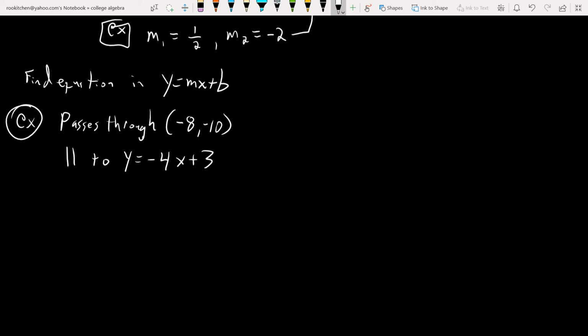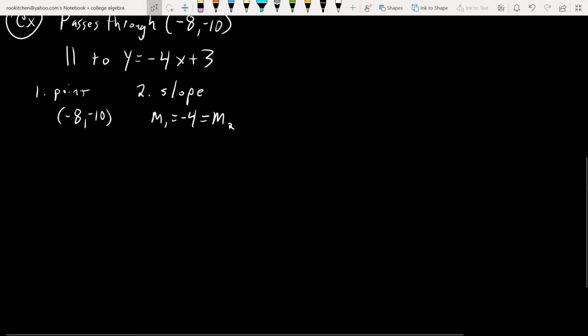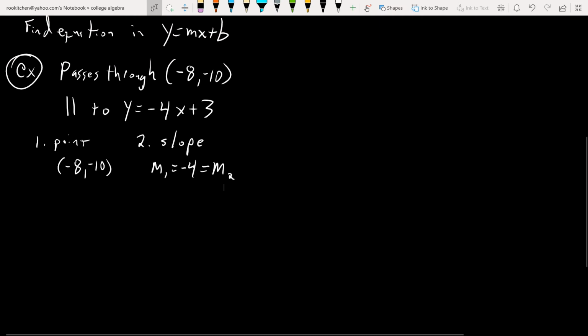Okay, so what we're going to be using to form the equation of a line is point slope form. Okay, and for point slope form you need two things, right? First off, you need a point. We have the point, right? It's -8, -10. But then you also need a slope. And the slope we're going to get from the line that they gave us. So the line that they gave us has a slope of -4. Okay? So that's what we want to make the slope of our new line, because parallel lines have the same slope, right?